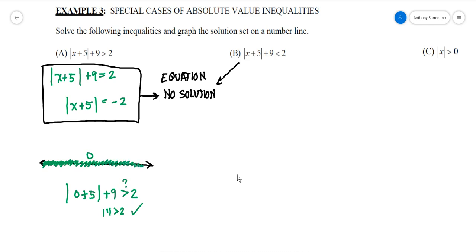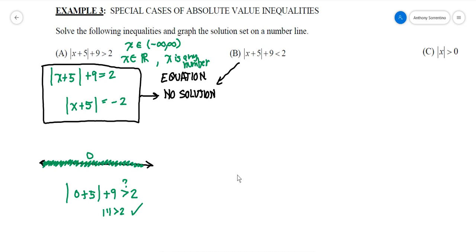And so the correct solution to this inequality is, in interval notation, I could say x goes from negative infinity to infinity. I could say x is any real number. Or I could say that x is any number. It has infinite solutions.